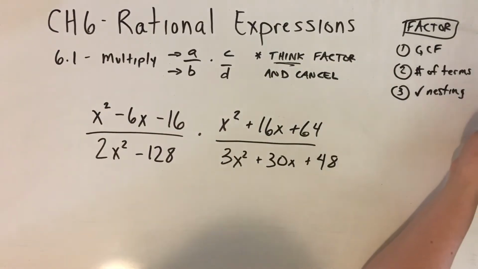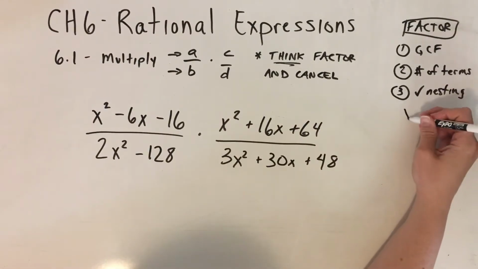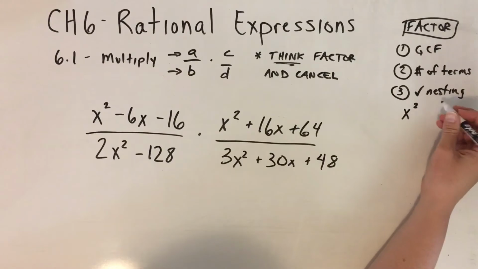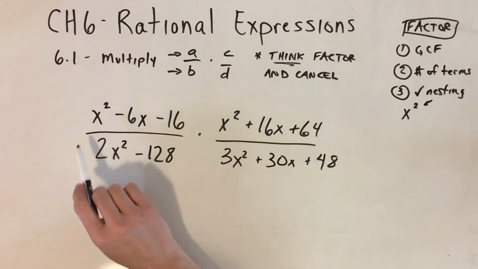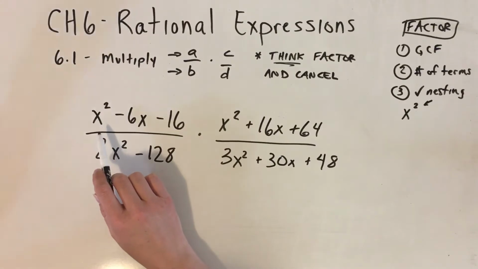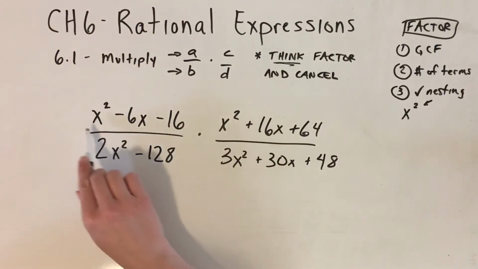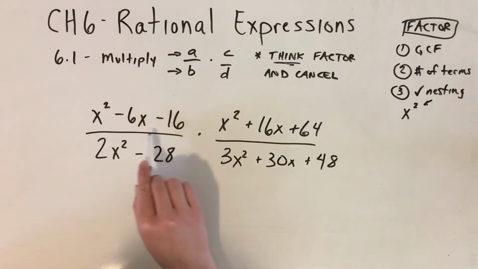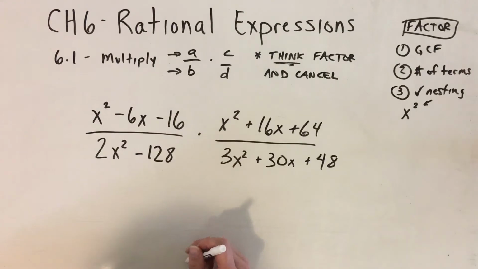So I've listed the steps to factoring over here. Remember that the first thing we're always going to do is check for a GCF, and then count the number of terms, and then check for nesting. We check for nesting when the exponent on the variable is greater than 1. So I'm going to start with the top left here and say this does not have an x, so there's no variable GCF. There is a coefficient of a 1 here. So I have no GCF, so I'm going to use Hippobutz.